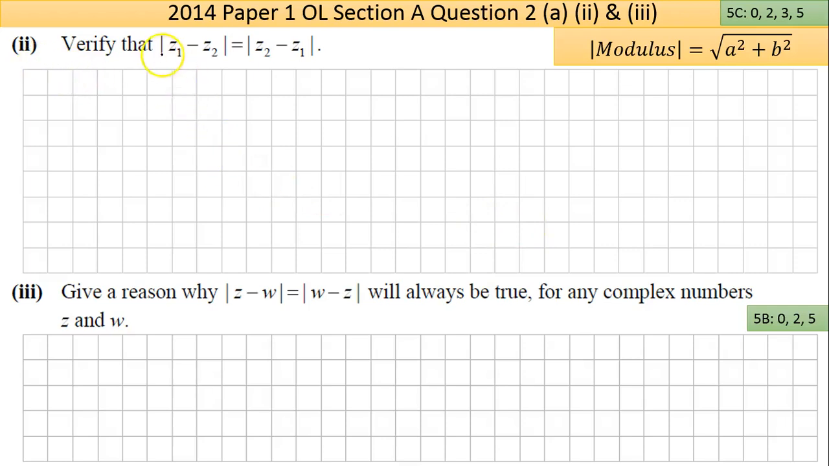So part 2 here, now these bars mean a few different things, but in this instance they mean find the modulus, find the distance of the complex number from the origin. Now the modulus formula is given over here. So in this case, it's not straightforward because you have to find out what Z1 take away Z2 is, and Z2 take away Z1 is.